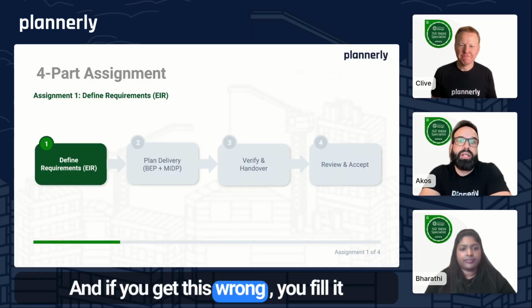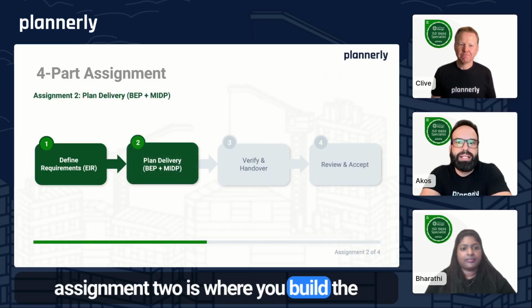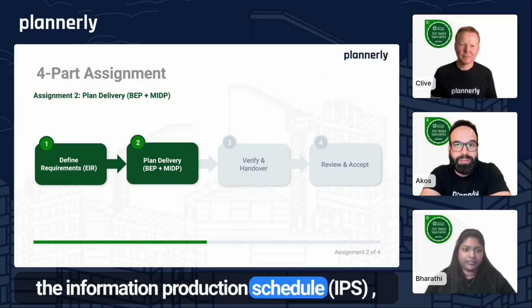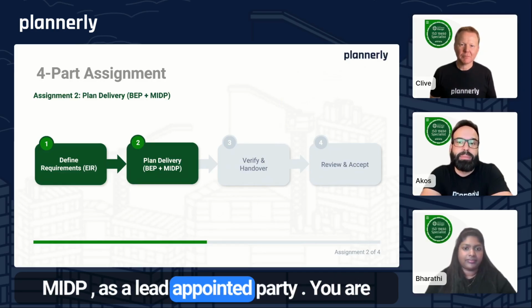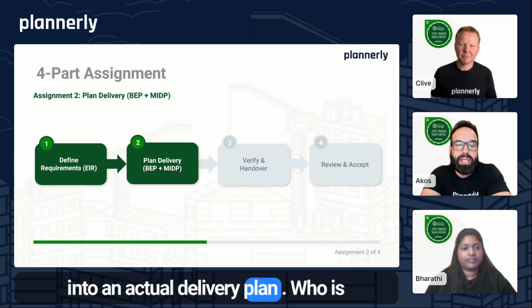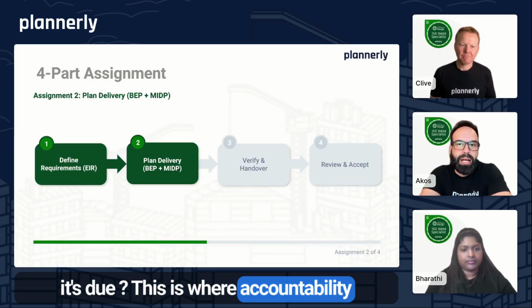And if you get this wrong, you feel it immediately in assignment 2, because assignment 2 is where you build the information production plan or BEP and the information production schedule, MIDP, as a lead appointed party. You are taking those requirements and turning them into an actual delivery plan. Who is responsible, what they are delivering, when it's due. This is where accountability becomes real.